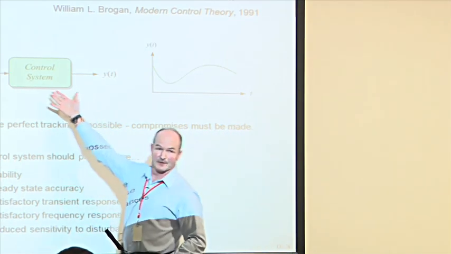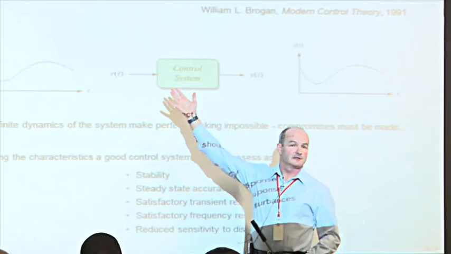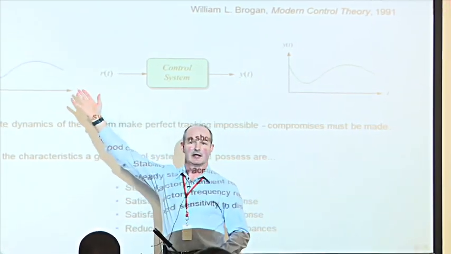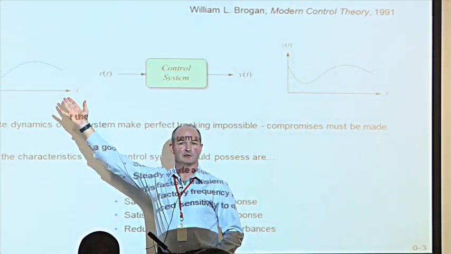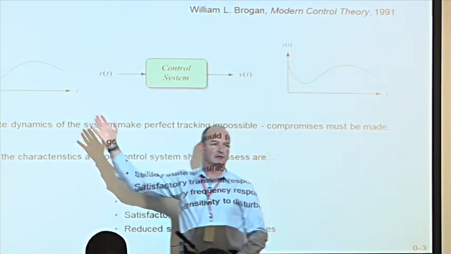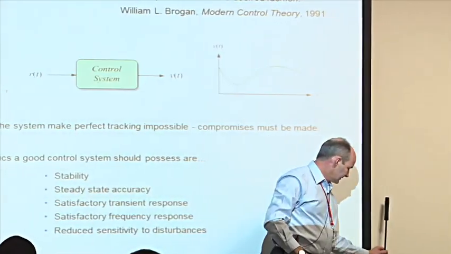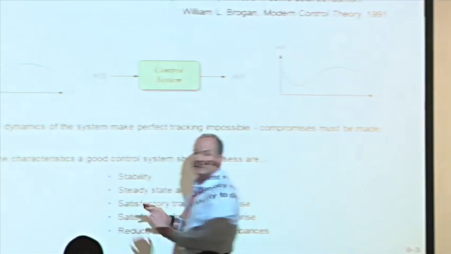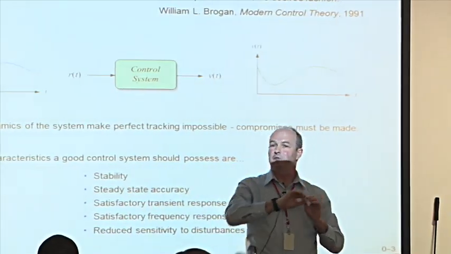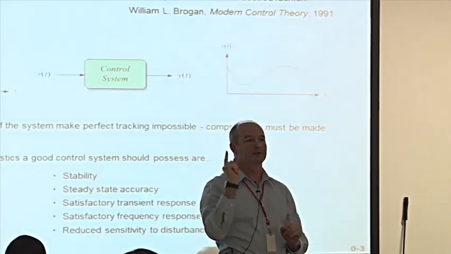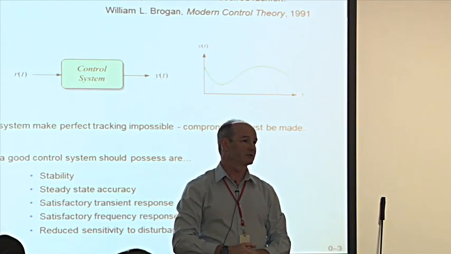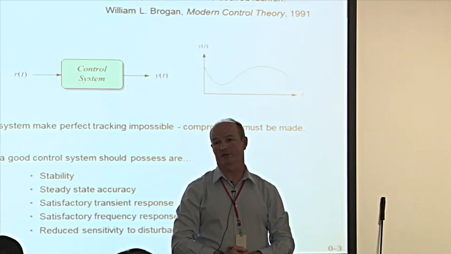Here's my control system, and I would like to design this such that its output follows perfectly any input that I like to apply to it. I'm calling that R of t. So perfectly that if I were to overlay these two graphs, the output and the input graph, on the same axes, they would be perfectly superimposed. I'd only see one line with no separation between them. In the language of control, that's known as perfect reference tracking.